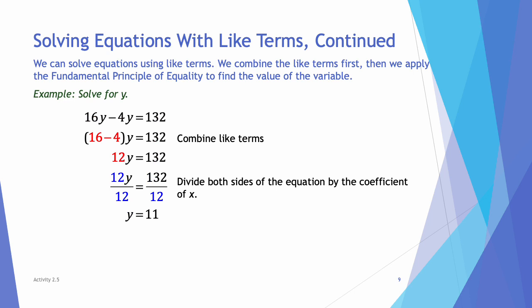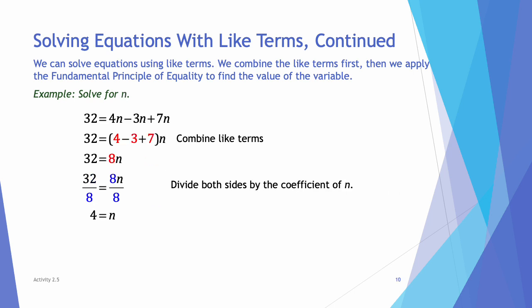Here's another example of solving an equation with like terms. I'm solving for y. If I have 16y minus 4y equals 132 as my original equation, I can combine 16y minus 4y to get 12y equals 132. Again, I divide by the coefficient of y, which is 12. So 132 divided by 12 is 11. So the solution is y equals 11.